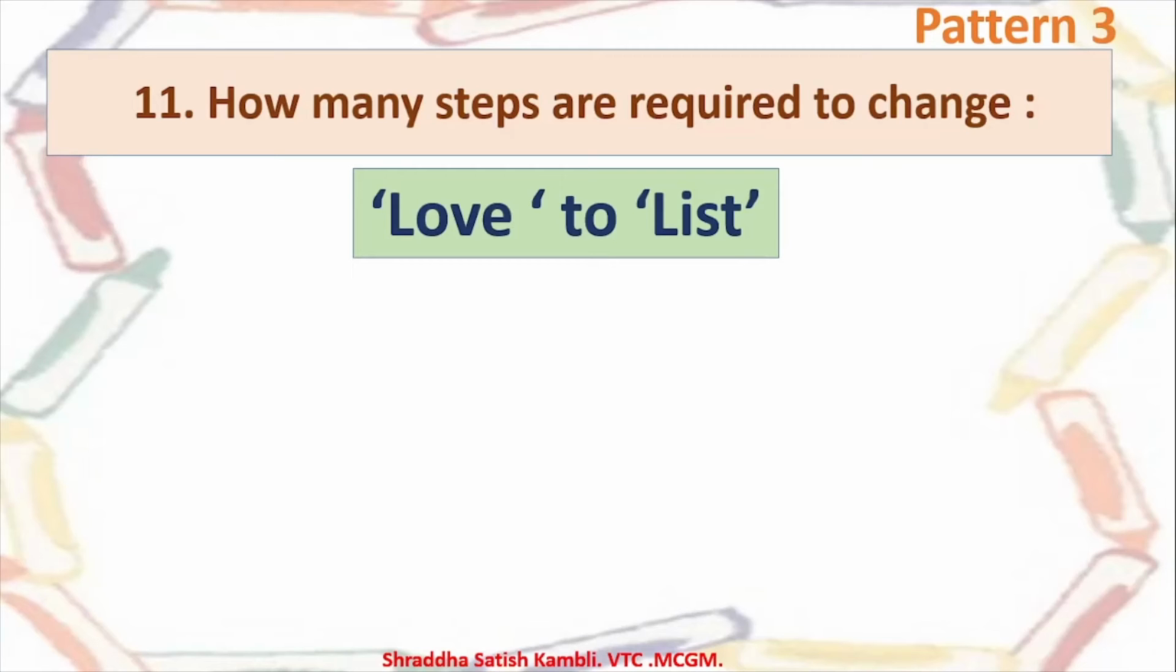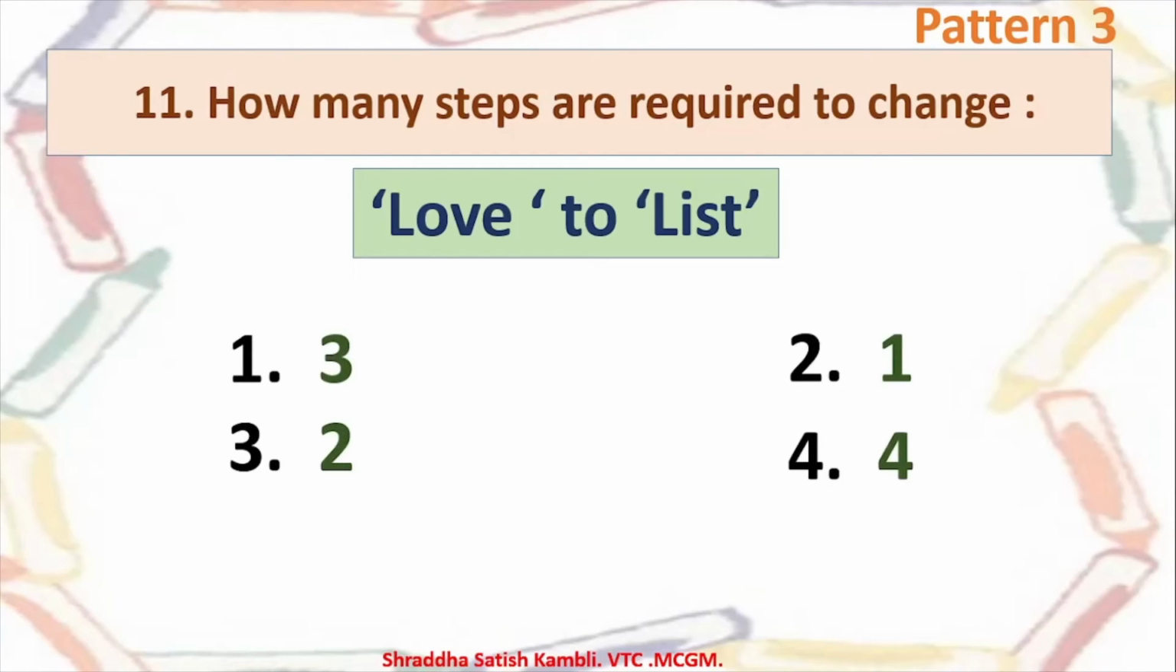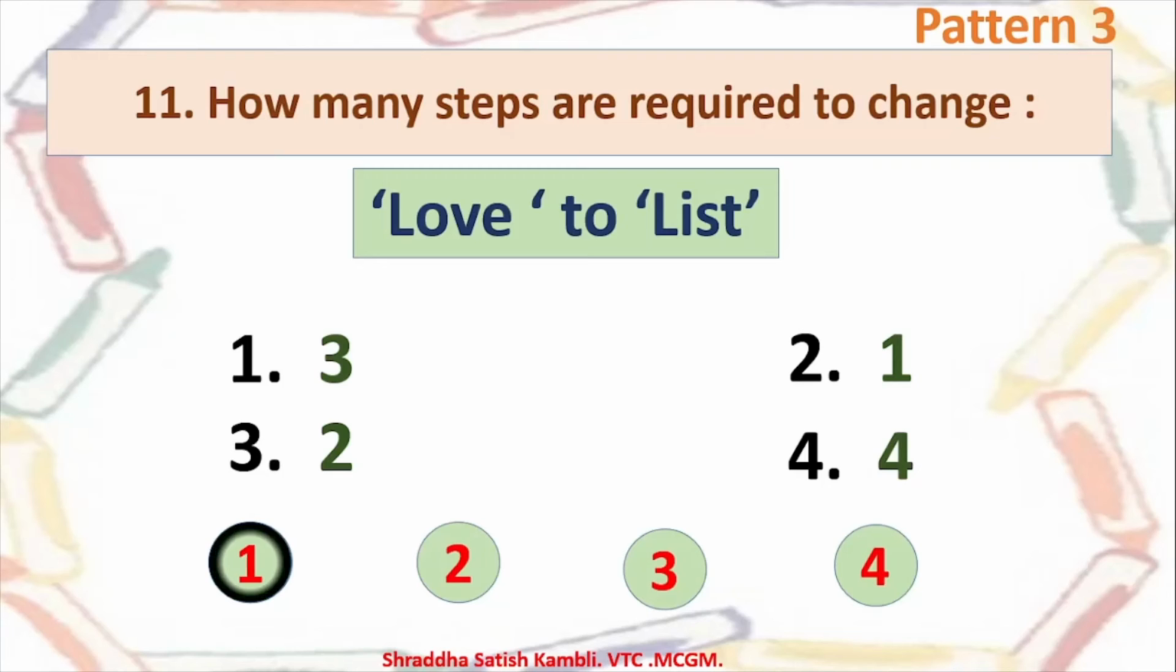Let us check out the options. So will you take 1: 3 steps, 2: 1 step, 3: 2 steps, or 4: 4 steps? 1, 2, 3 and 4. How many steps will you take? You will take 3 steps, option number 1, to change love to list. How? Let us check out.